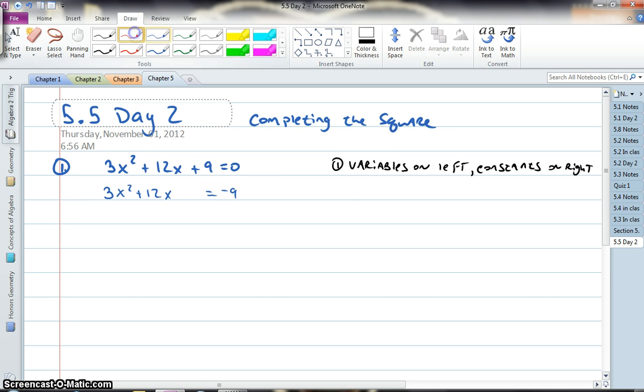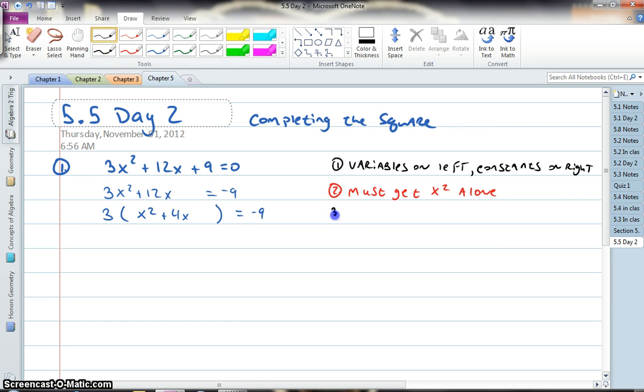Now, for step 2, this is the new step. We must get x squared alone. Yesterday, all the problems we dealt with had a lead coefficient of positive 1, but now I have a 3. Step 2 in itself really isn't that difficult, but it's how we react to it later on. So we have to take out a GCF only on the left side. Only on the left side. So I'm going to take out a 3. On the inside, I'm left with x squared plus 4x. Again, I'm going to leave that blank spot, equals negative 9.